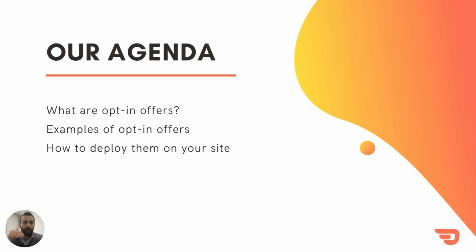To do that, we're going to explore a few key things. We're going to start by looking at what opt-in offers really are. We're going to look at some examples of different kinds of opt-in offers, and we're going to look at how to deploy them on your site most effectively. There are a number of different ways and choices, and we're going to look at them together.